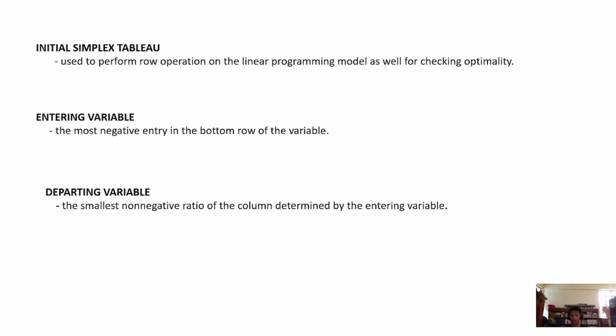So, what is the initial simplex tableau? It is used to perform row operations on the linear programming model, as well as for checking optimality. The entering variable is the most negative entry of the bottom row, and the departing variable is the smallest non-negative ratio of the column determined by the entering variable.